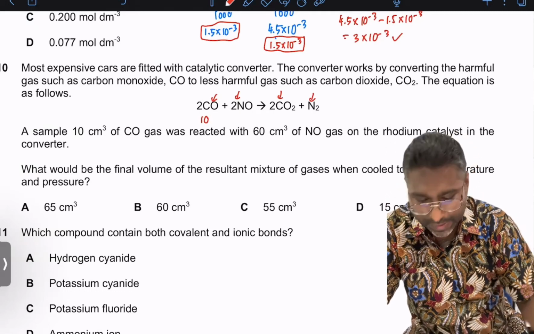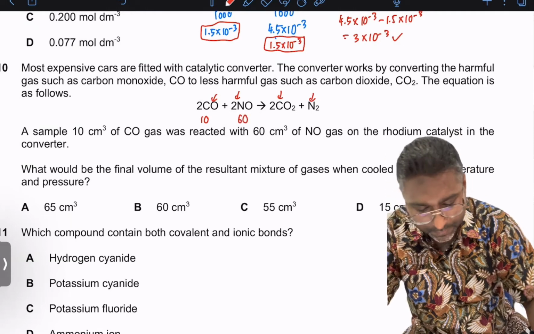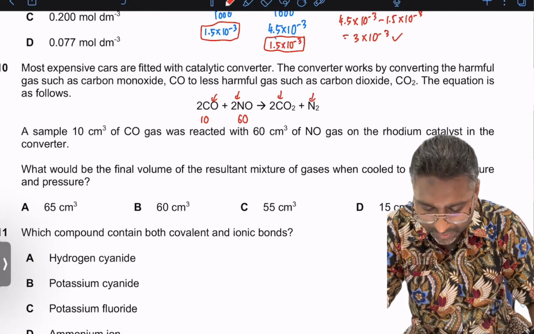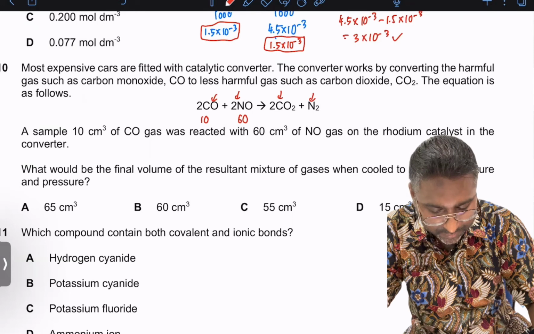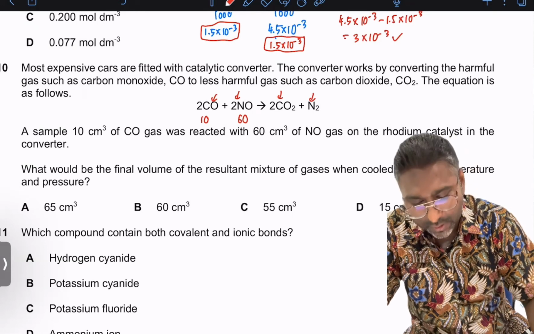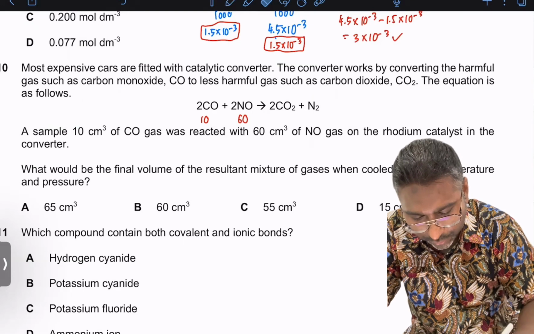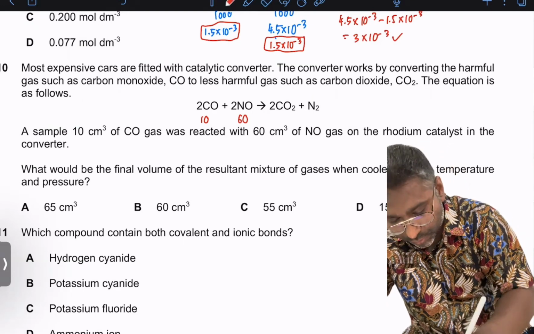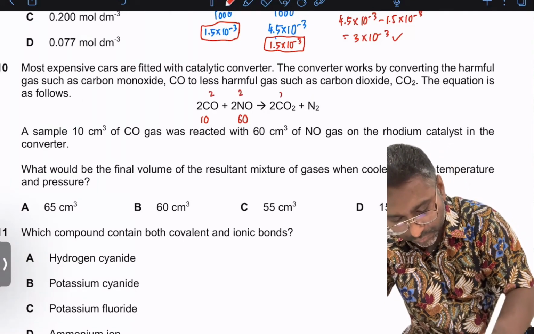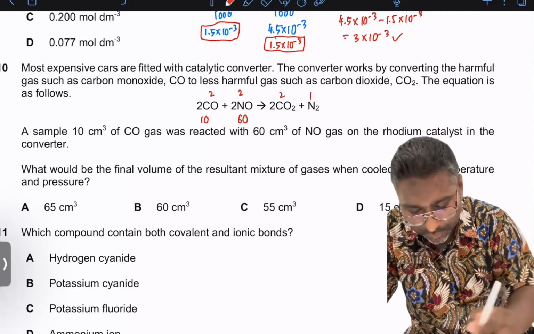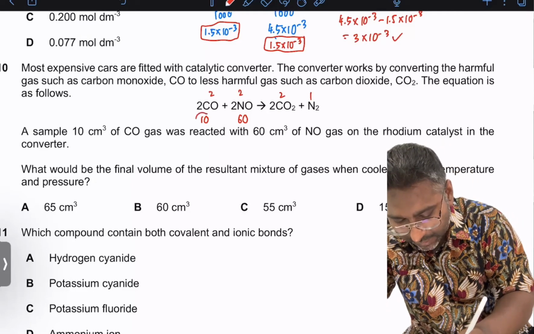10 was reacted to 60, okay. And then what will be the final volume of the resultant mixture of the gases when cooled? So basically, according to the ratio, 2 moles will react with 2 moles to give you 2 moles and 1 mole over here. So you see this one, this is the limiting reagent.